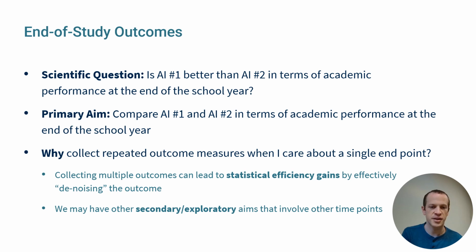The other reason you might collect repeated outcome measures is that you might have secondary or exploratory aims that do involve other time points. So you might have chosen a standard single time point primary aim. However, nothing stops you from specifying a secondary aim or an exploratory aim that does look at something else. Perhaps your secondary aim is to look at a time averaged outcome, for instance.